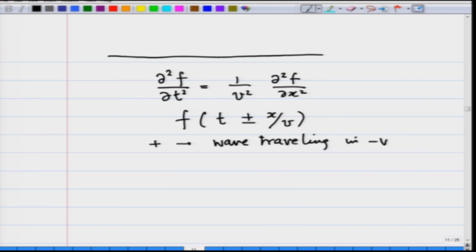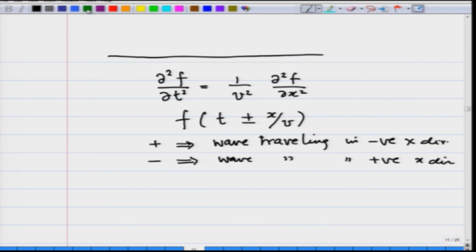in negative x direction and minus sign means wave traveling in positive x direction.